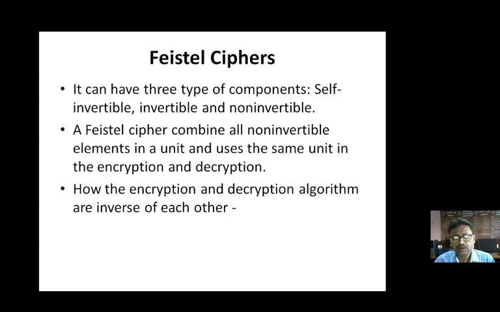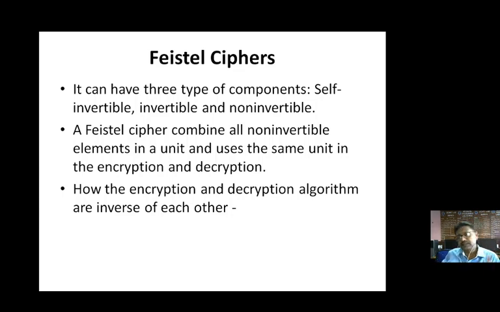whenever we are applying a non-invertible element? So the Feistel cipher combines all the non-invertible elements in a particular unit and uses the same unit in the encryption as well as decryption. The process of non-invertible elements, if they are on the encryption side, the decryption side also uses the same unit. Whatever process is adopted on the encryption side, the same process is adopted on the decryption side if there are non-invertible elements. And all the non-invertible elements are combined together in the form of a unit.